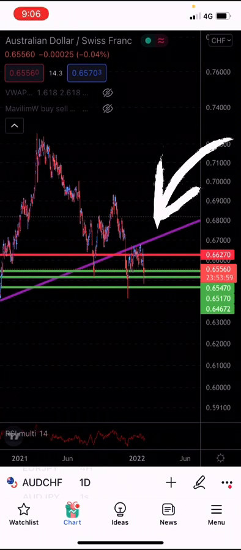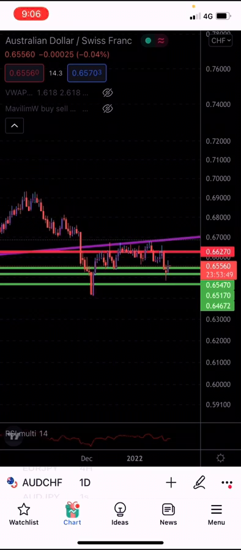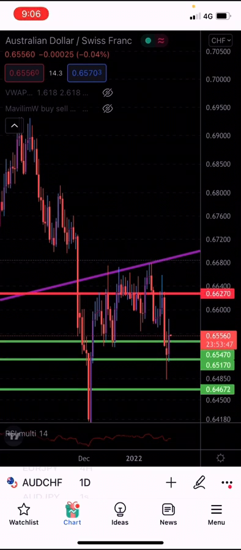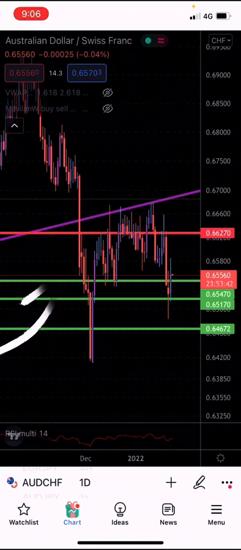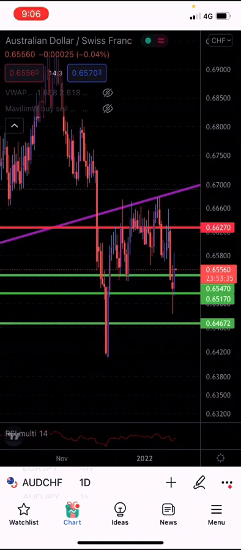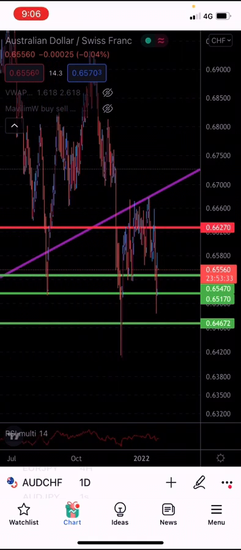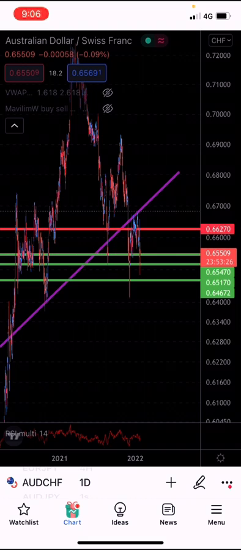When you're trading your head and shoulders, an entry point would be once you've broken the neckline and you've come up and retested. And that's exactly what's happened here. The neckline is represented with the purple line here. We've broken the neckline, we've come up and we've retested that area. So I am pretty confident with that trade. That is the AUD CHF.